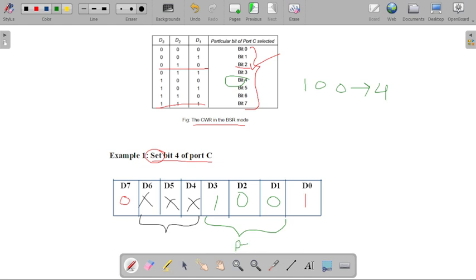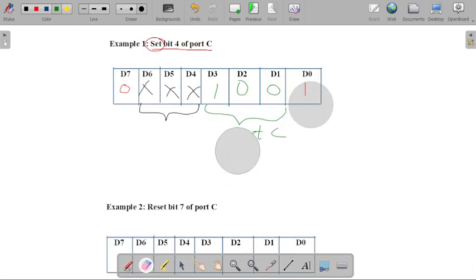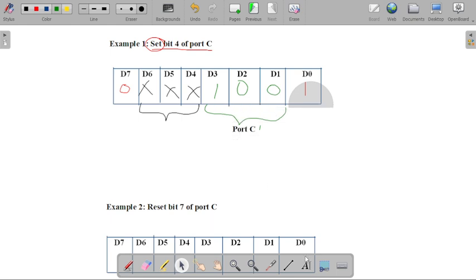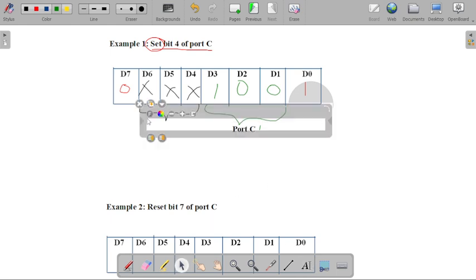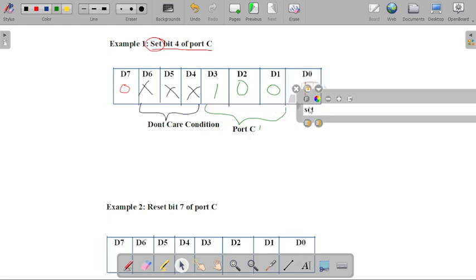Here you can write that these bits are used for port C and these are used for the don't care condition. Here you specify the port C, here you write the don't care condition, and this bit will be used for the set operation.